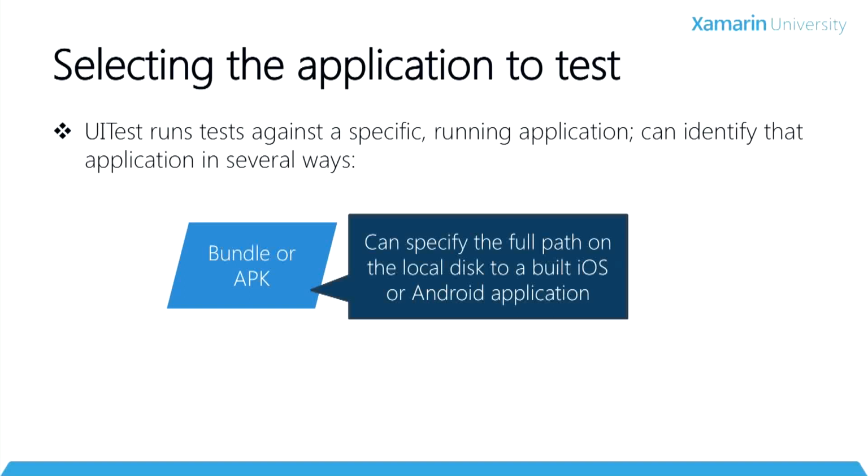And with this approach, you're specifying the binary, not the source code. So again, this binary can be produced through any app development mechanism. It doesn't have to be a Xamarin-based application. UITest doesn't care what technology you use to build the app. It just installs the binary and interacts with its native UI.